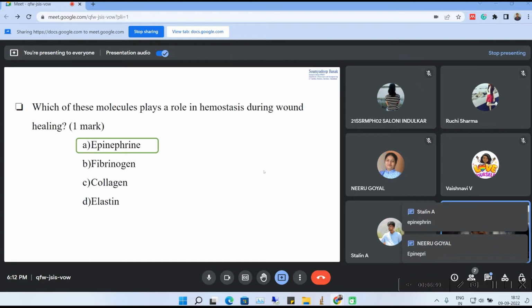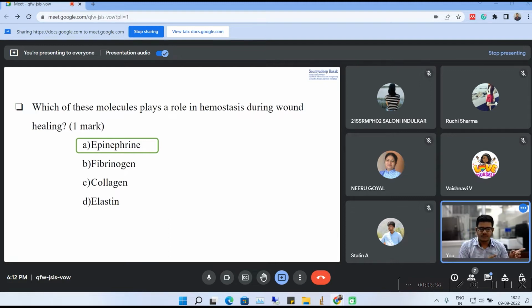The correct option is epinephrine. Collagen and the other options come a little bit later. After the foreign body reaction and these steps come in, at that time the molecules fibrinogen, collagen, and elastin come into the picture. But in the hemostasis phase, as soon as the wound happens, at that phase the epinephrine molecule plays a key role during the wound healing process. This is a very primitive stage, and for the hemostasis phase, epinephrine will be the key mediator.